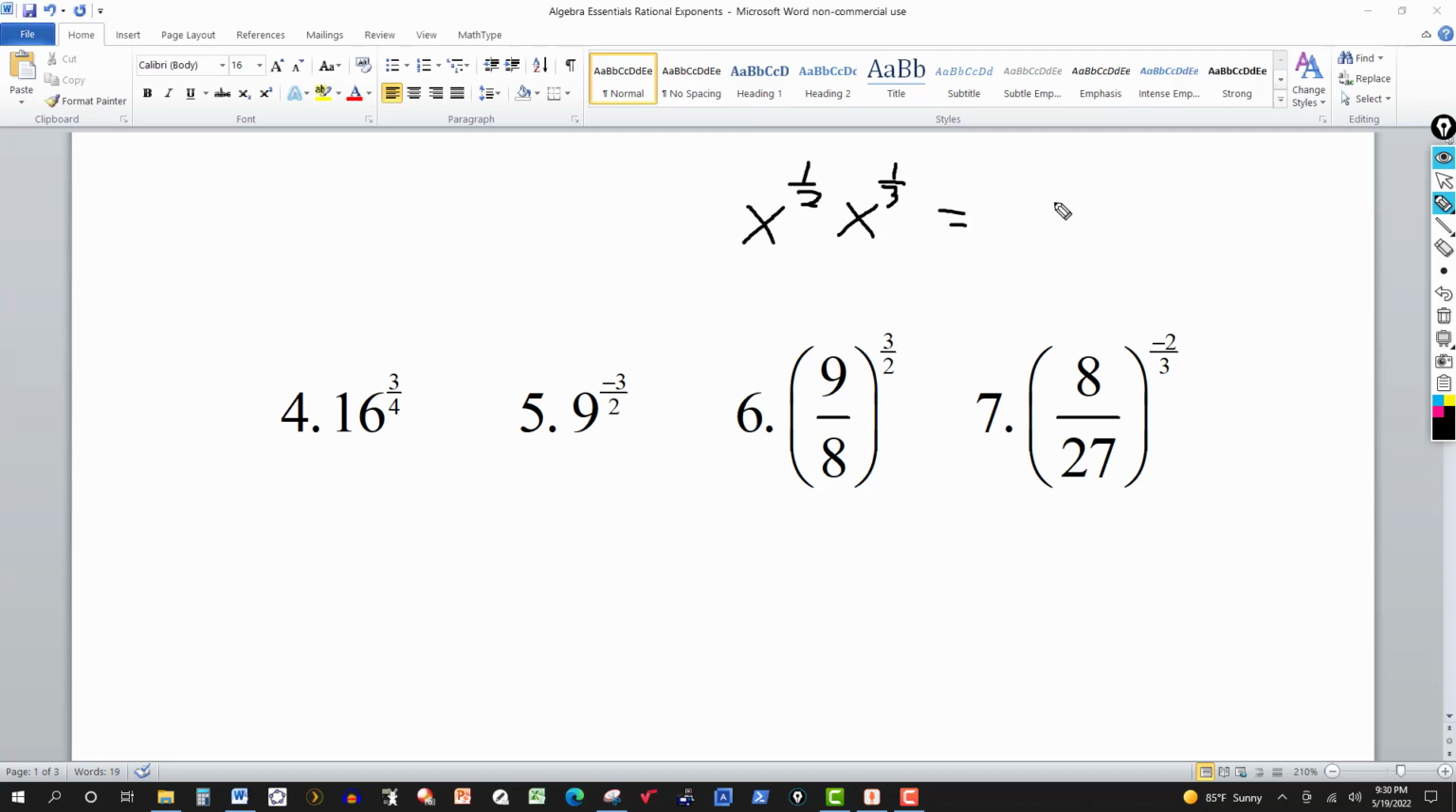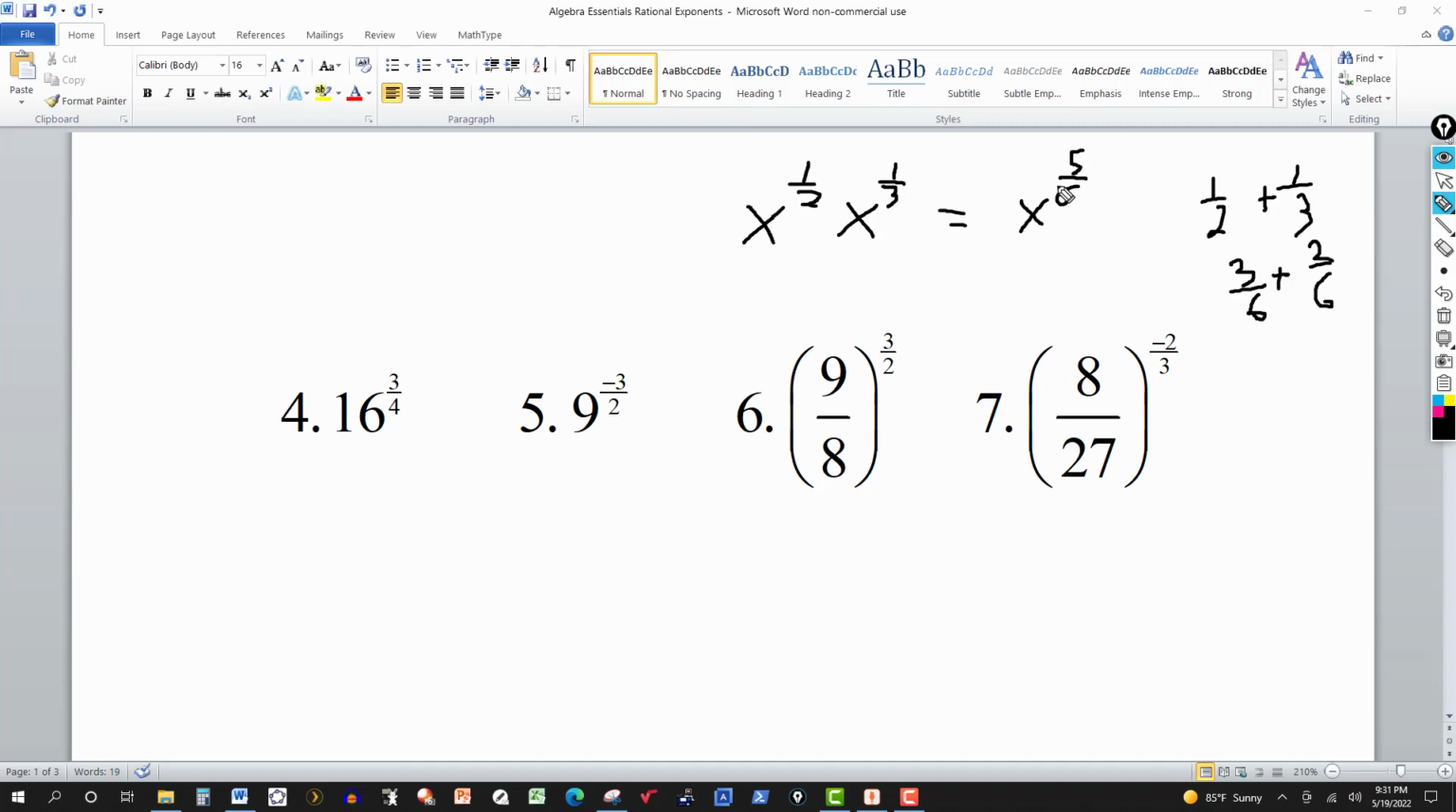So here we're just going to add the 1/2 and the 1/3. Got to find a common denominator, which is 6. So multiply this by 3 on the numerator and denominator, so it's going to be 3 over 6. Over here, multiply by 2 to make this a 6, and the numerator by 2, it'll be 2 over 6. So bring down the base, add the exponents, we get x to the 5 over 6.